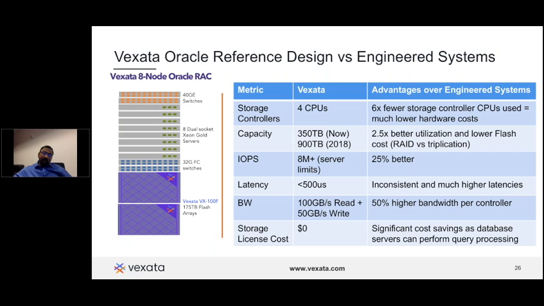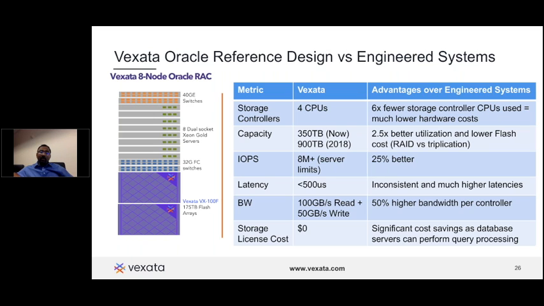But the most critical part here is this. The engineered systems actually triplicate data, which means that your storage efficiency is going to be very low. We implement RAID 5 and RAID 6, so we can get to 2.5 times higher utilization of the flash. And this becomes very important, not just because the cost of flash is still high, it's also because we don't have any storage license costs when people implement Oracle rack the way I've shown. The engineered systems cost quite a bit on the storage licensing, right? And with Vexata, there's no storage licensing cost.